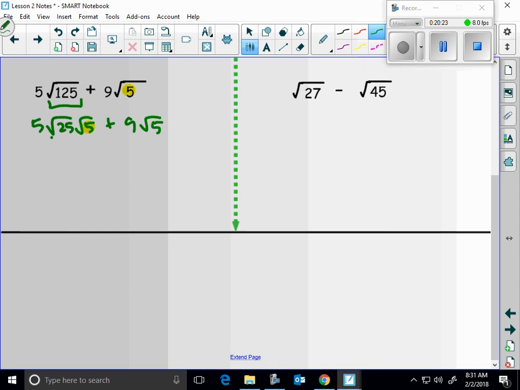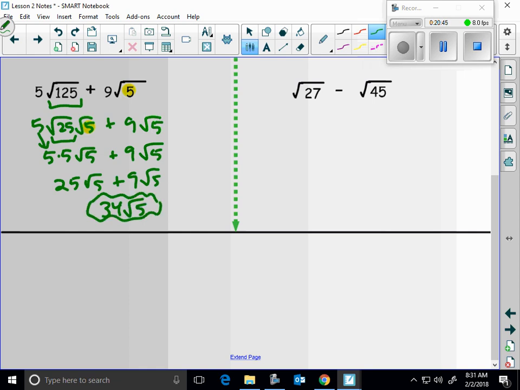Okay, the square root of 25 is 5, so I have 5 times 5 times the square root of 5 plus 9 times the square root of 5. And so that's 25 square root of 5 plus 9 square root of 5, which if I add those two together, I get 34 square root of 5. That's so nice. So nice.